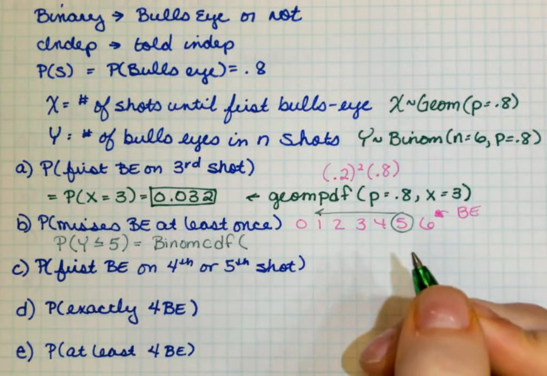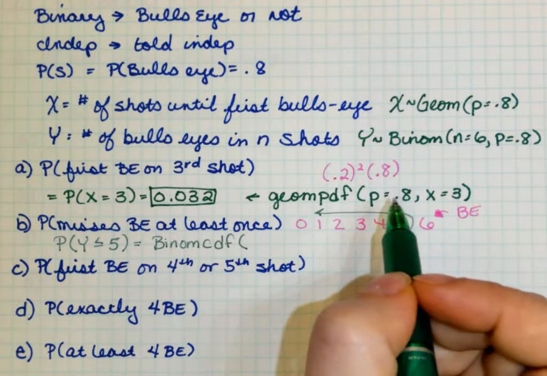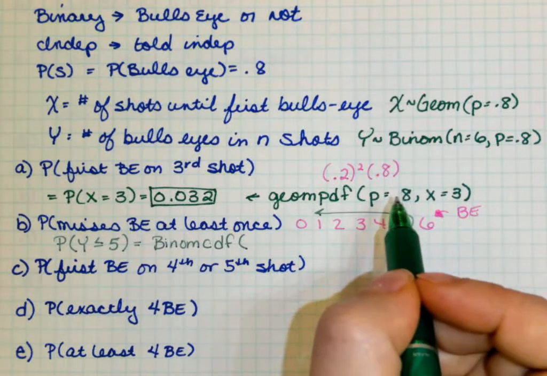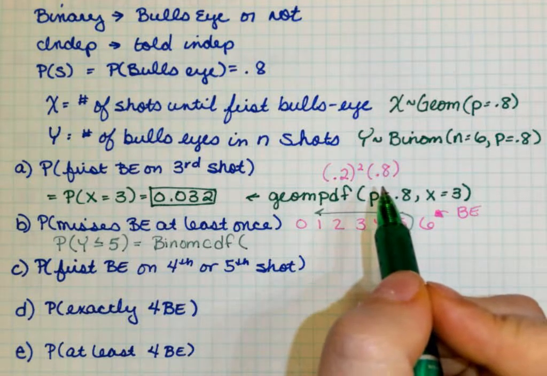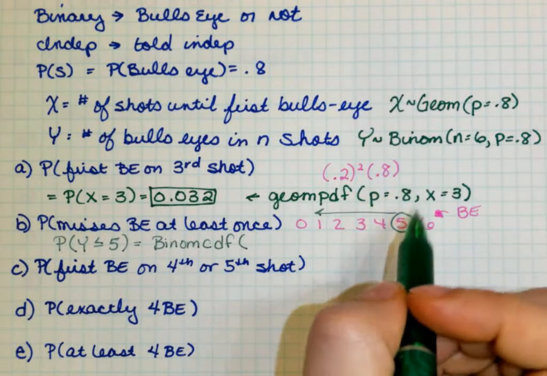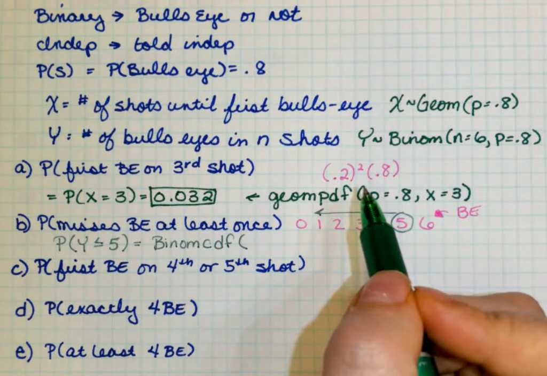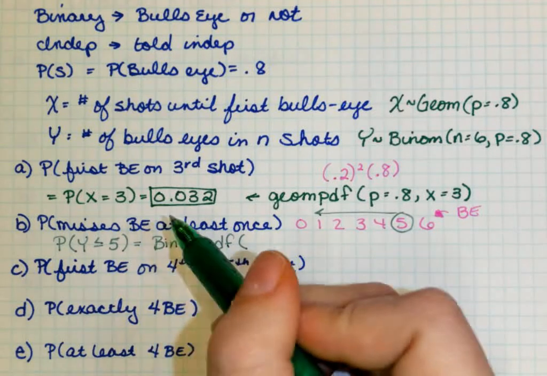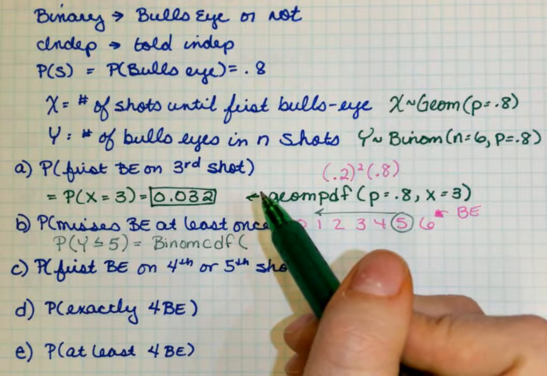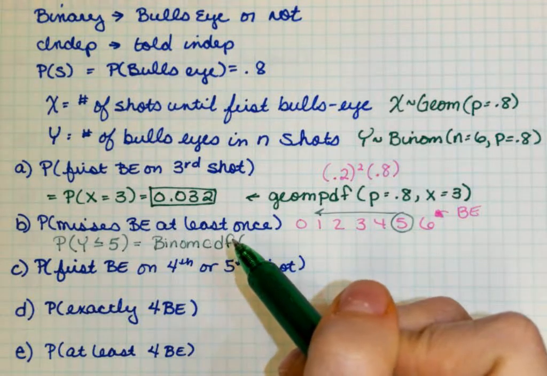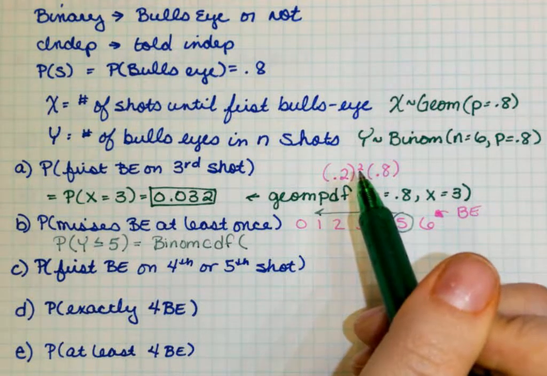We switched our probability and we talked about the probability of missing was 0.2. So if I want to keep it consistent with the 0.8, they're just different. Like I said, there are so many different ways to do each of these problems. I like being consistent, but you could have talked about missing at least once using the probability of missing as 0.2 and then done 1 minus the probability of having 0. So they both work.